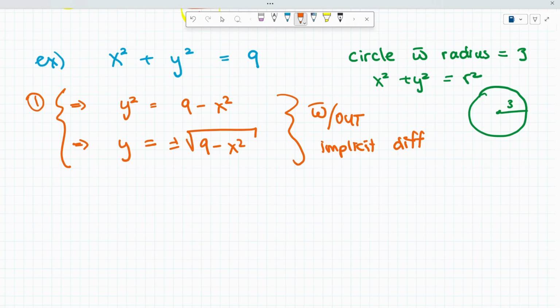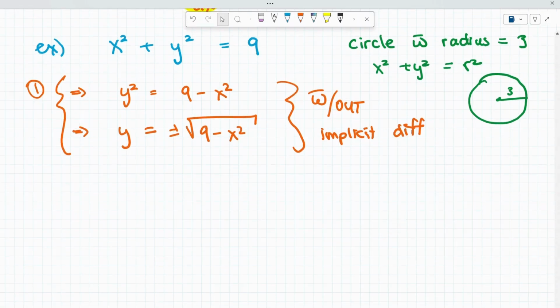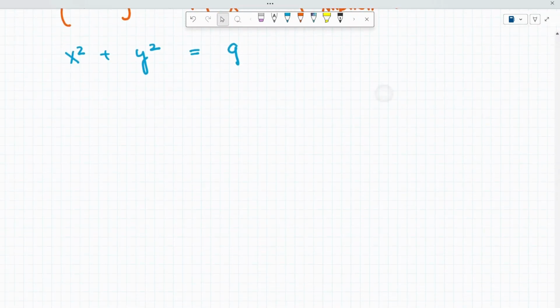If you want help with regular derivatives, check out my derivatives playlist, and it covers all of that. But for today, we are going to leave it by itself, no rearranging, and we're going to do implicit differentiation. So let's consider our circle again: x squared plus y squared equals 9. Now we need to think about the steps.